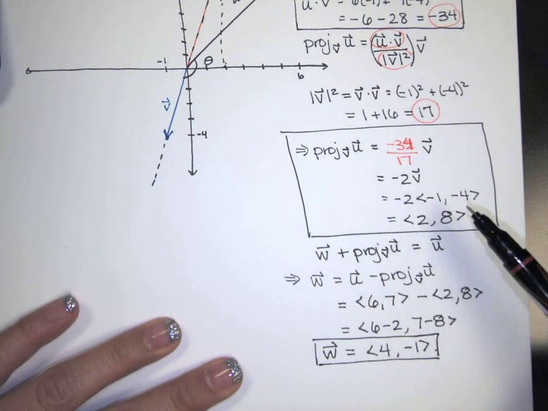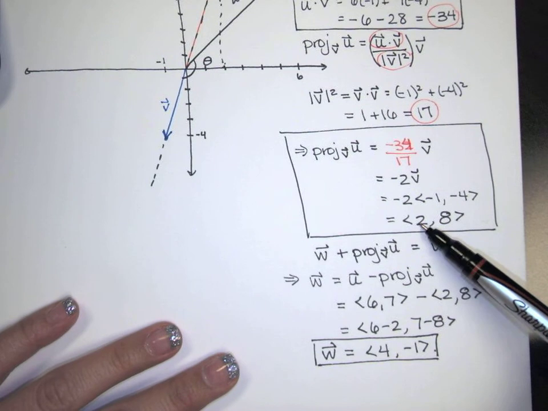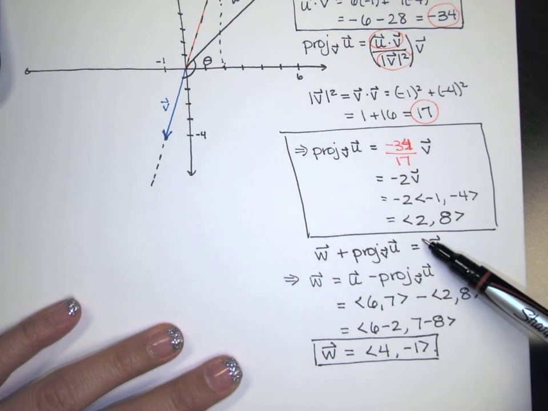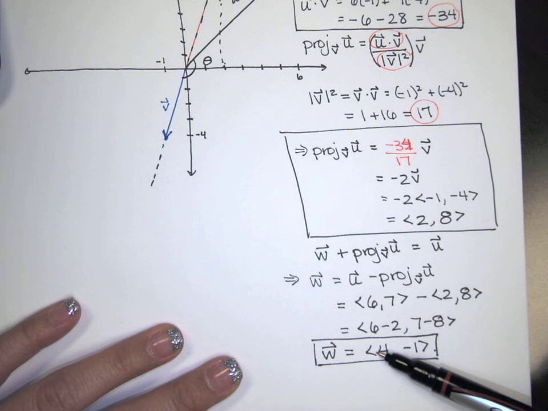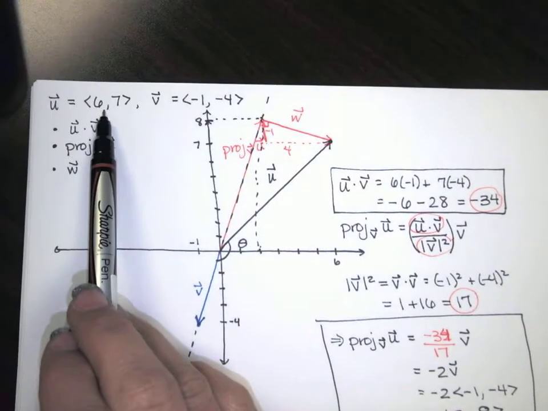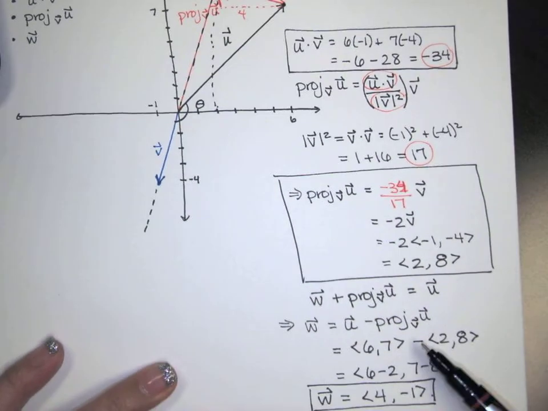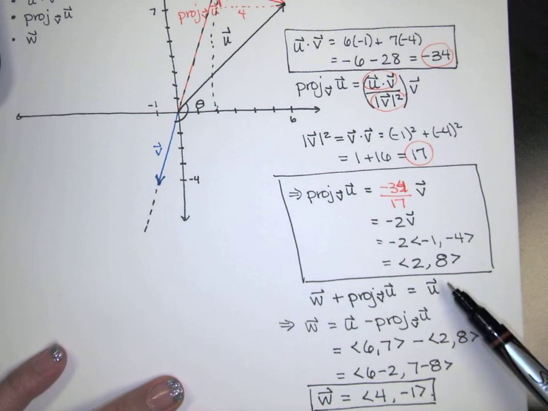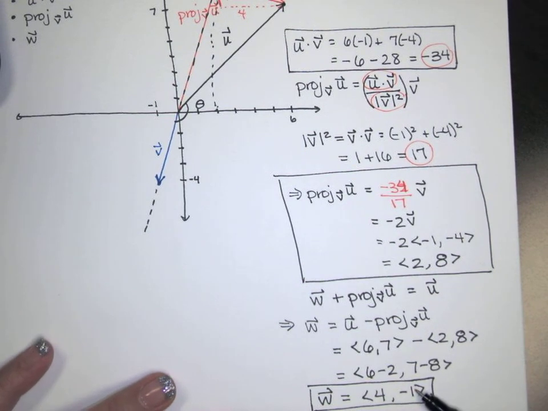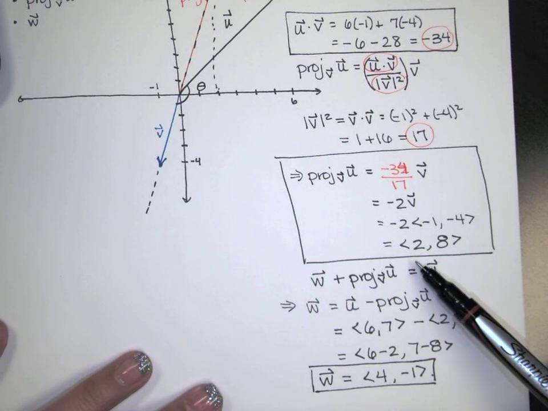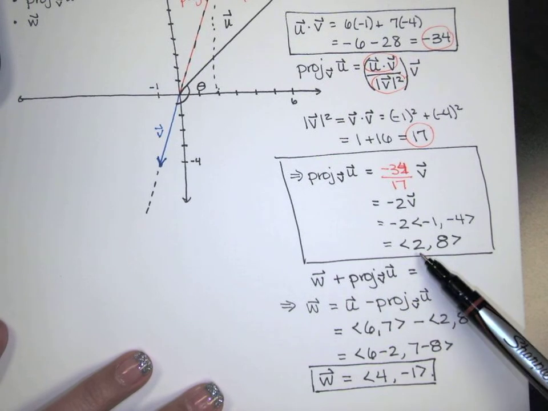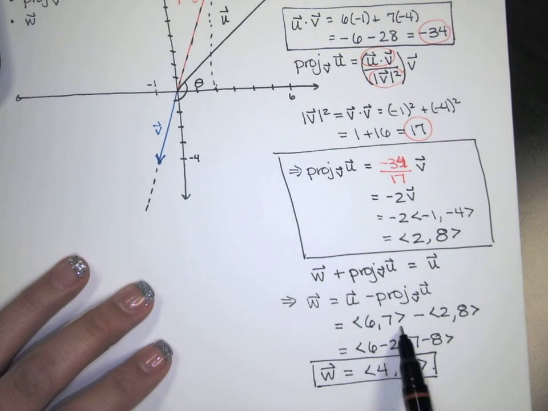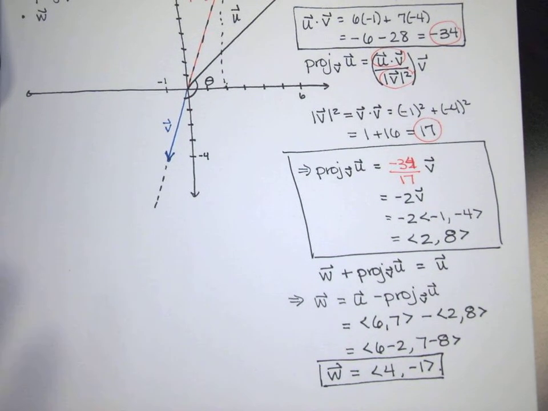Or you can add algebraically. 2 plus 4 is 6. Is that the x component of U? Well, yeah, U is the vector 6, 7. If I take 8 and negative 1 and I add them together, do I get the y component? Yeah, sure. If I add, I get 6, 7, and U is the vector 6, 7. So we know we did it right.